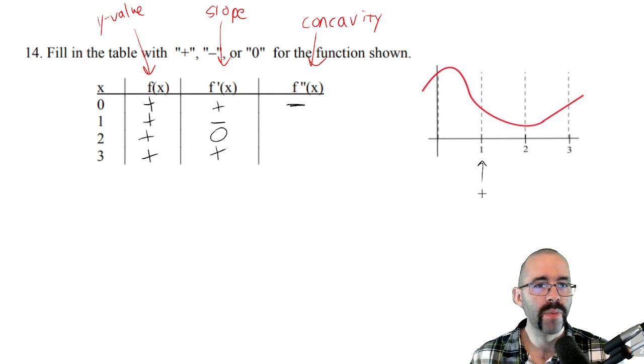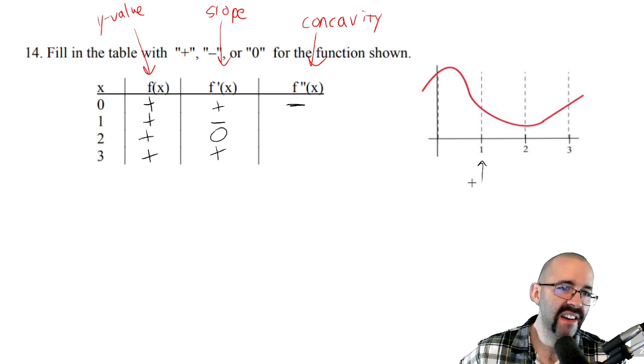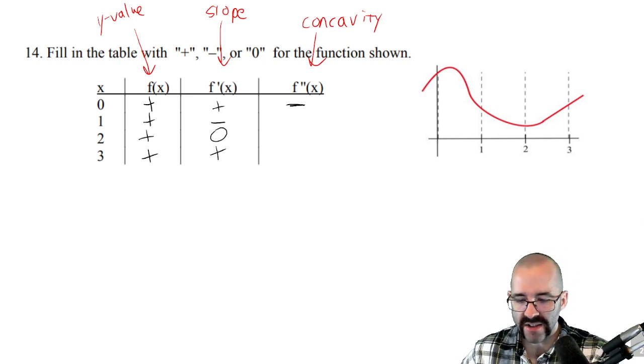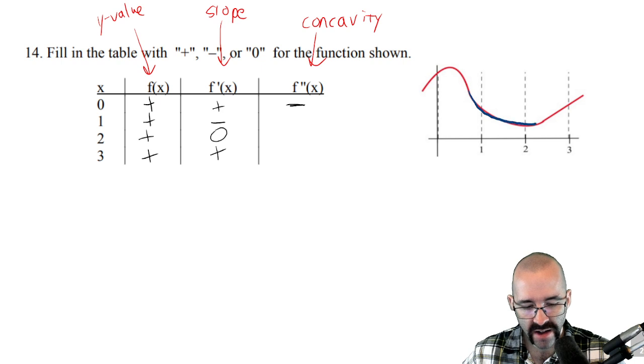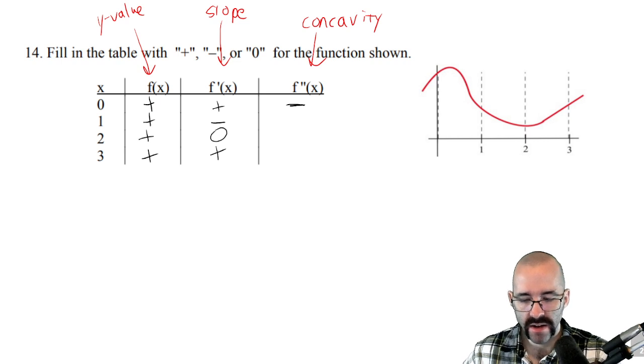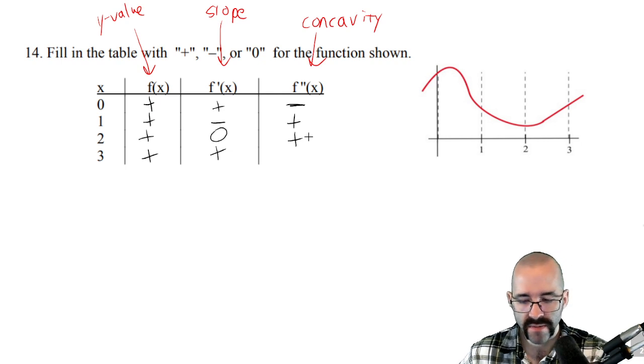Would you say this point is concave up or concave down, or kind of hard to tell? It looks like it's curving though, right? If I had to guess, I'd say it's kind of curving like this. So I'd say both of these points are kind of concave up. Which means they have a positive second derivative.